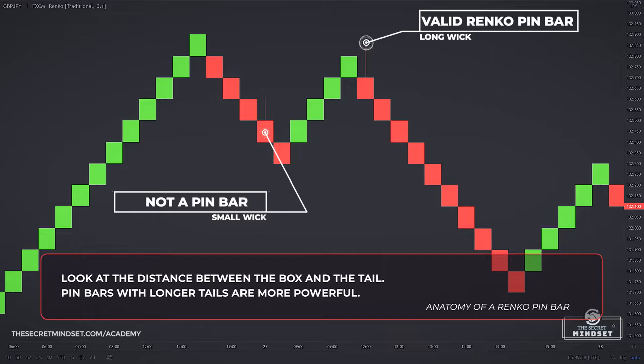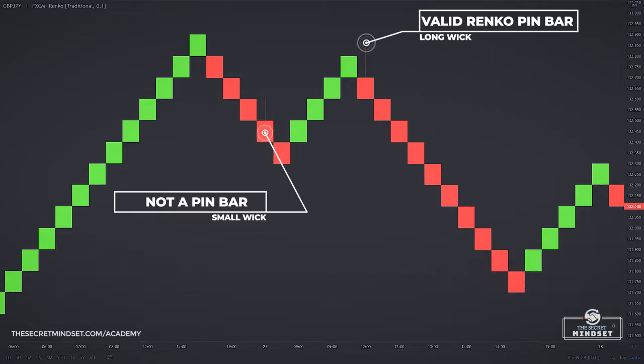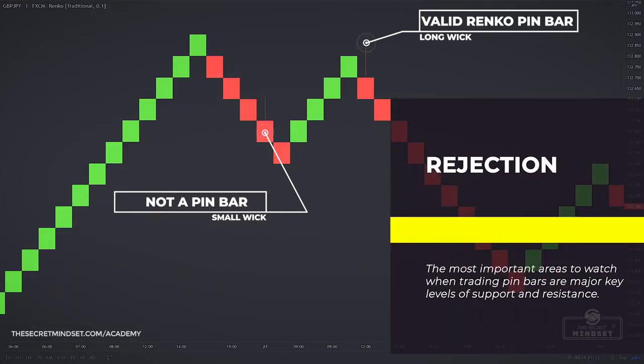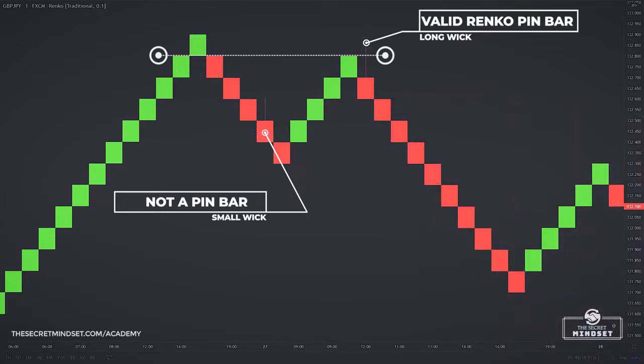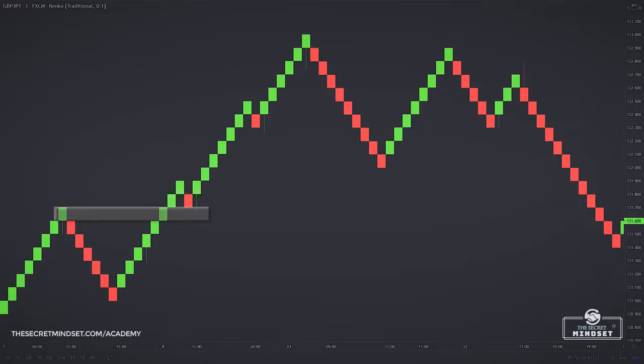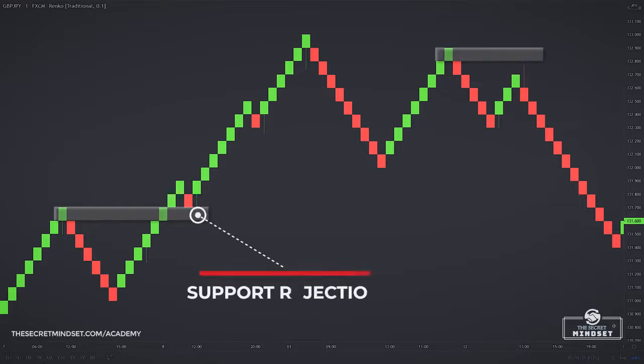The psychology behind the pin bar candle formation is simple. Pin bars are formed when prices are rejected. Now, this rejection doesn't indicate a guaranteed reversal signal because this price action setup can form everywhere in your chart. The most important areas to watch when trading pin bars are major key levels of support and resistance. If the rejection was near a support level, for example, this is an obvious indication that the bulls were more powerful and they are willing to push the market upward.